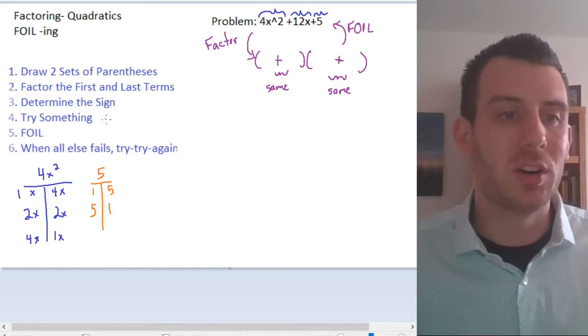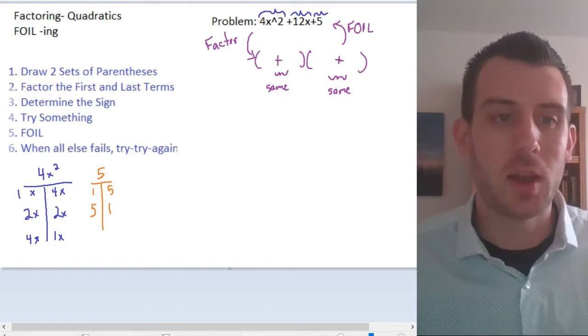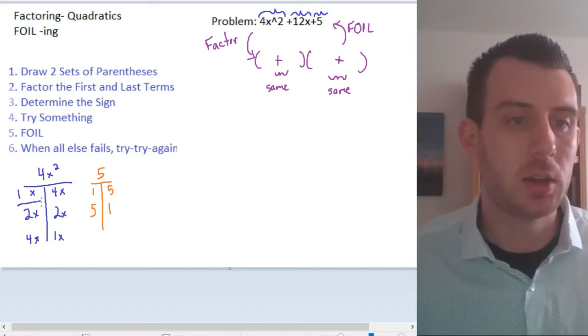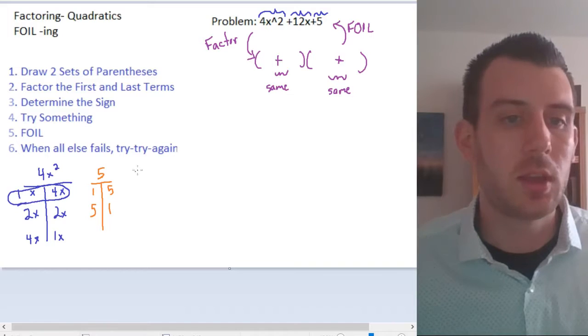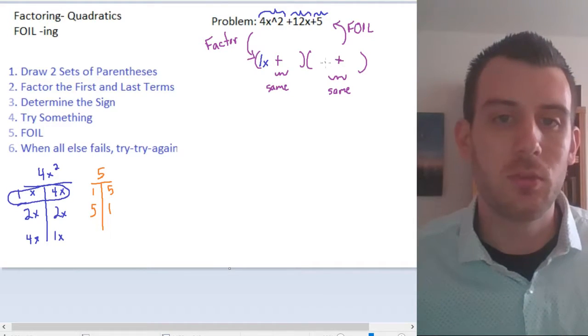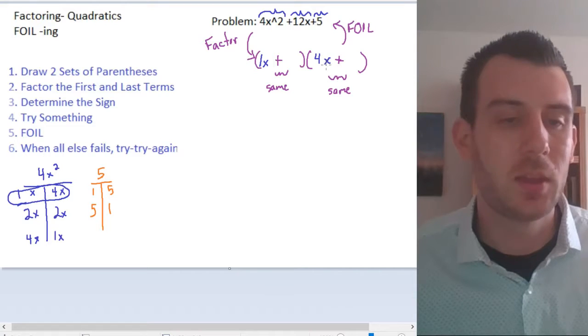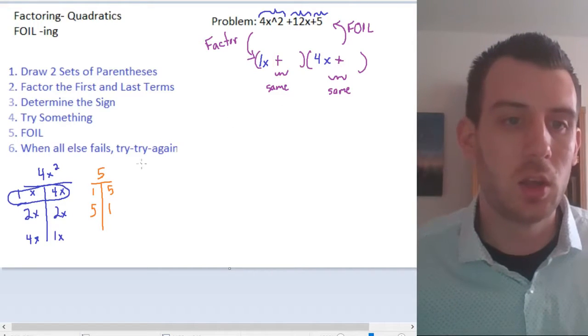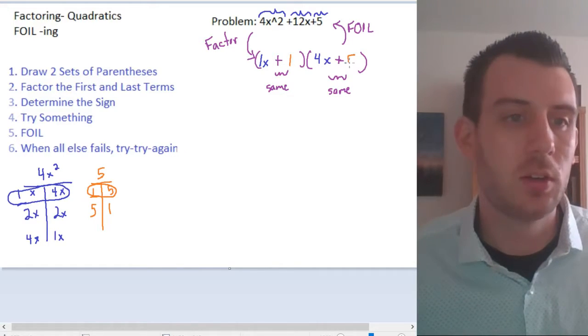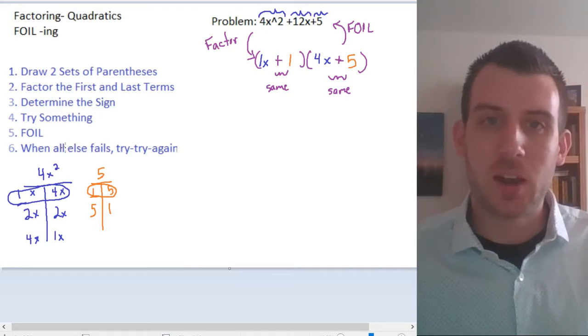Okay, number 4, try something. So what am I going to try? I'm going to try two of my factors. So maybe I first try my 1x and 4x, and I'll put those up here. So 1x and 4x, and then I will try my 1 and my 5, and I'll write those up here. So 1 and 5. So step 5 is to FOIL.